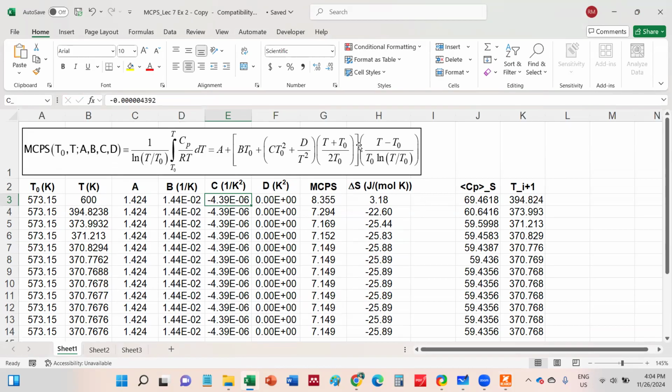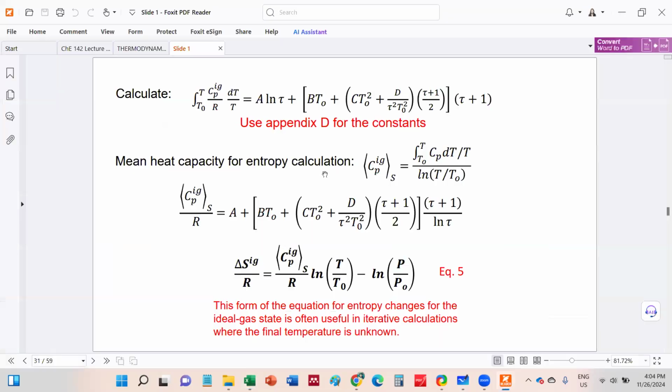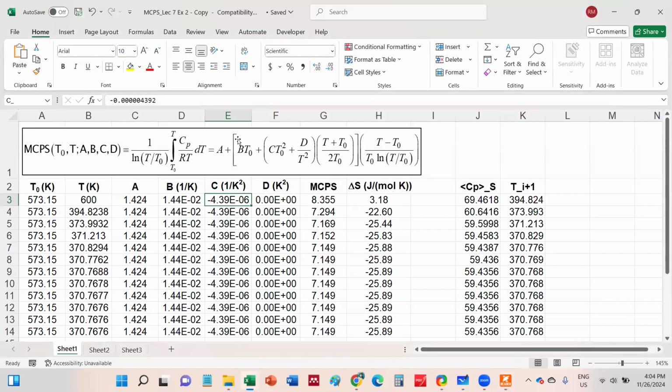Okay, so this is the long version without the tau. I would use this one. I won't use the version with the tau. I would use this long version. So first, let me show you how to do it via the spreadsheet.